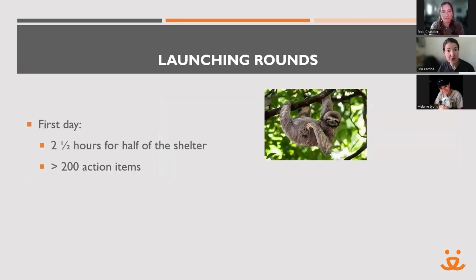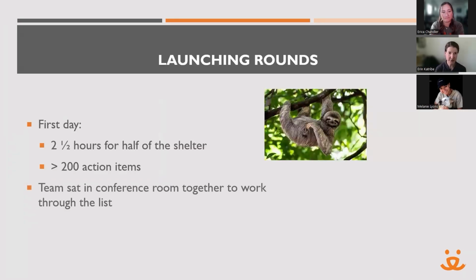So we picked the shelter to launch daily rounds, and this was early. And so then we hadn't learned yet that sticking to just about an hour on that first day that we launched is better. We did spend 2.5 hours, and we only got through half the shelter, and we generated over 200 action items.